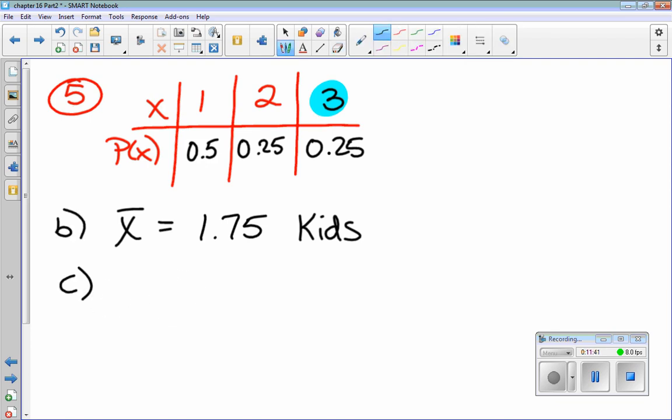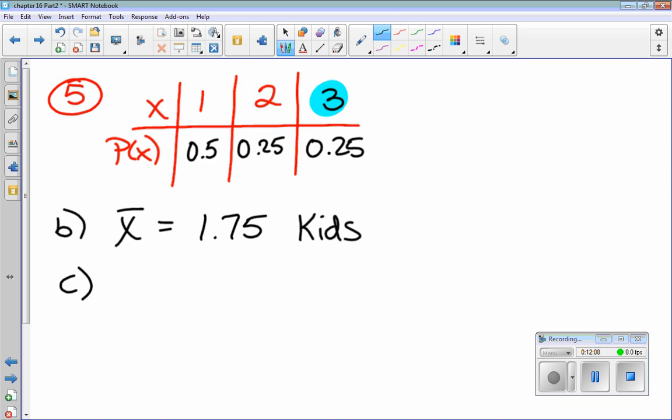So C asked a different question. I assumed it was standard deviation. Find the expected number of boys they'll have. Well, that changes the game. Does it? Is the probability distribution the same? You have to make another table.